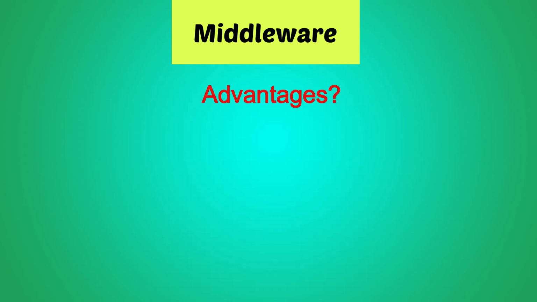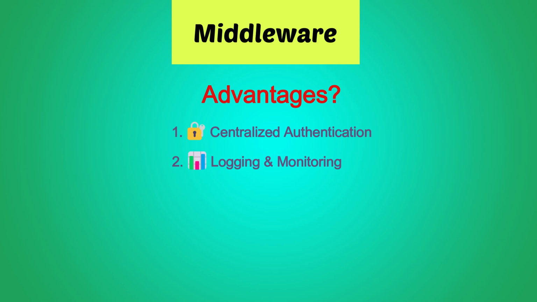What are the advantages of middleware? Centralized authentication: logging and checks in one place, not everywhere. Token validation, session validation, logging and monitoring. Track requests, errors, performance, used in tools like Morgan, Winston. Security: middleware can block malicious requests, add headers, prevent attacks.